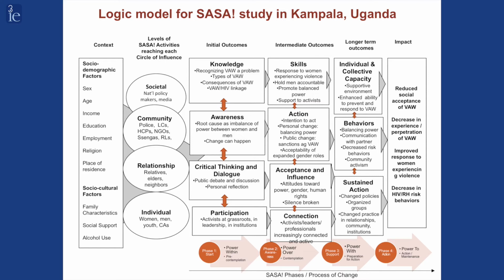One was on social acceptance. The second was decreases in experience of perpetration of violence, improved responses to women experiencing violence, and decrease in HIV and sexual and reproductive health risk. So there's a lot of discussion about, well, what are those metrics? And it's a scary thing.